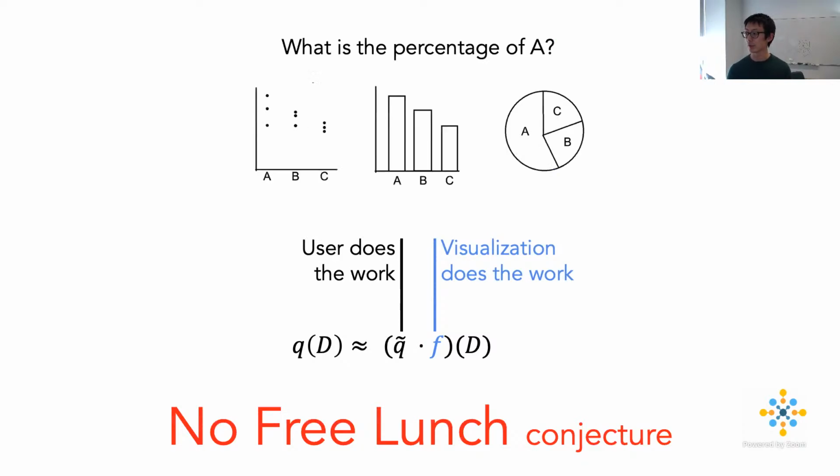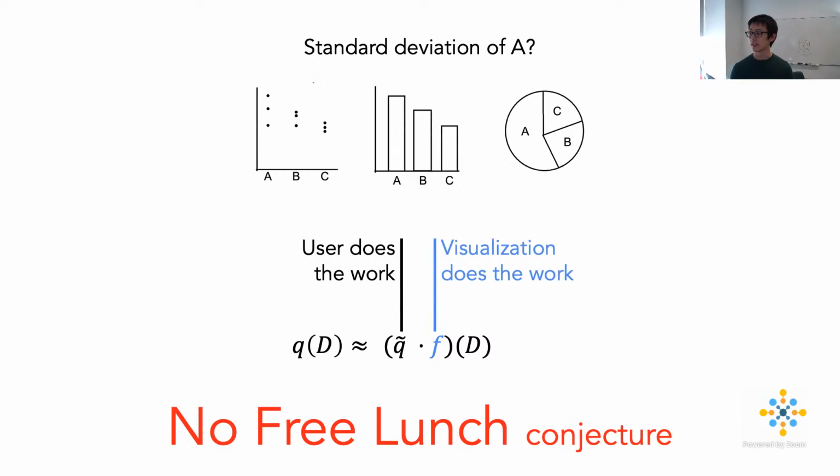As a concrete example, consider examining the percentage of A using these three charts. The scatter plot does no work for you, so you as a user need to sum the points and estimate percentages yourself. The bar chart does a little bit of work by summing the points, but you still need to calculate percentages. Whereas the pie chart exactly calculates this percentage, and so you simply read it from the arc degree.